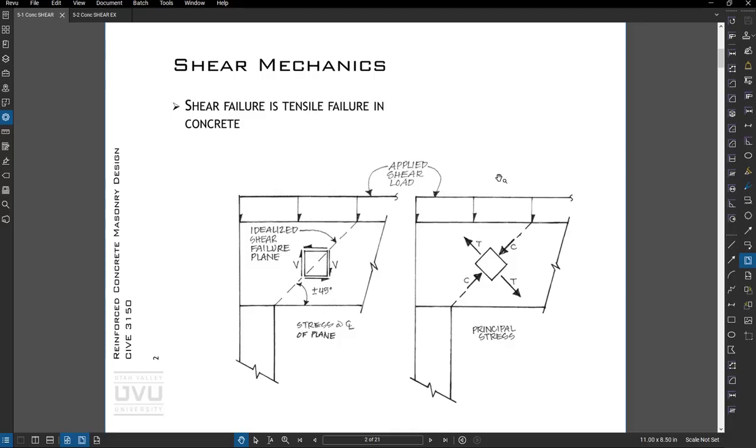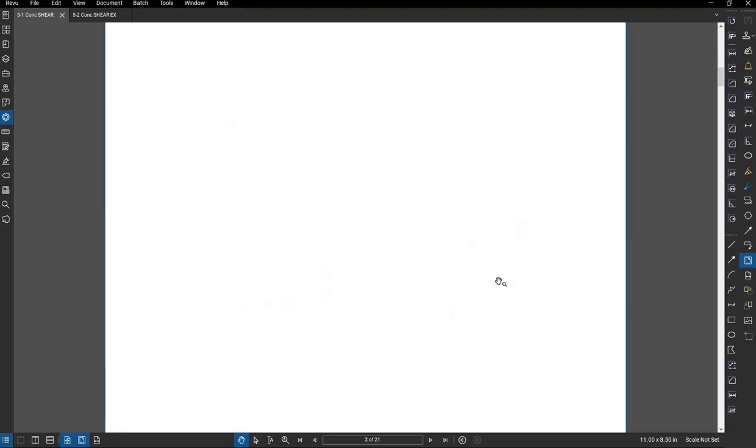One of the cool things about concrete is it's very weak in tension, fairly strong in compression, and kind of in the middle in shear. If you take a stress block and look at the shear forces on it, and rotate it 45 degrees to its principal stresses, what we find is we have compression in one direction and tension in the other. And that's why shear failure in concrete is actually a tension failure from a mechanics point of view.